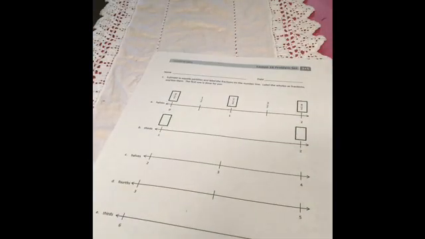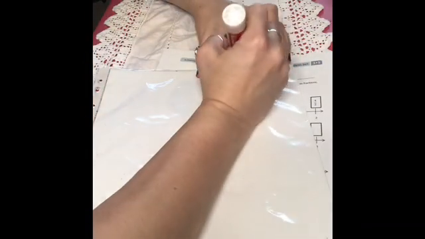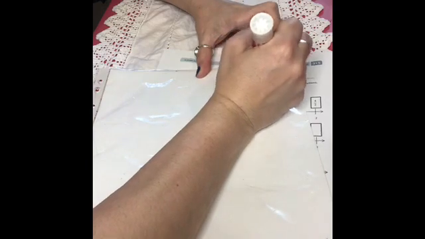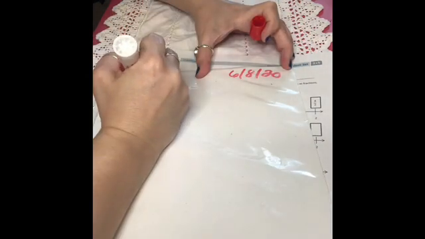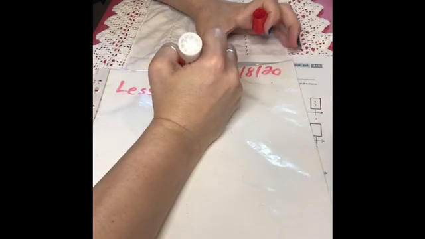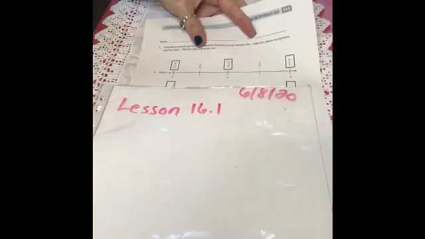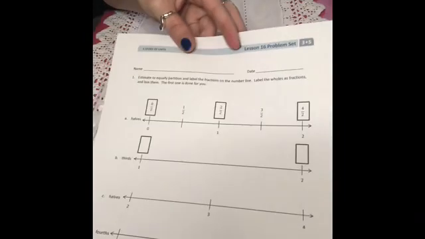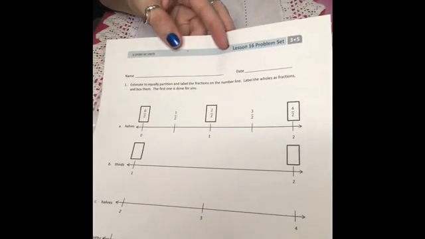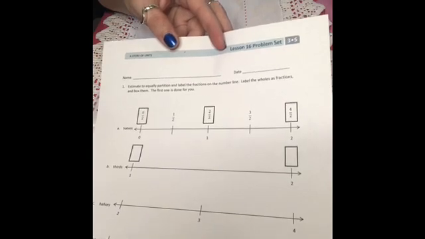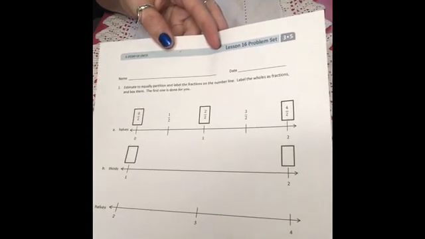You are going to be working on the first page of Lesson 16, problem set, page 1. So what I want you to write on your paper is today's date, which is 6-8-20, and write lesson 16.1 in your journal. So the problem set says, estimate to equally partition and label fractions on the number line. Label the wholes as fractions and box them in. The first one is done for you.